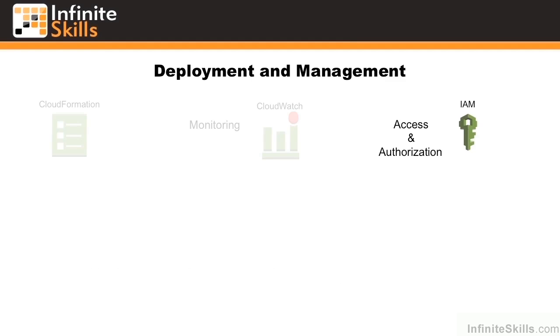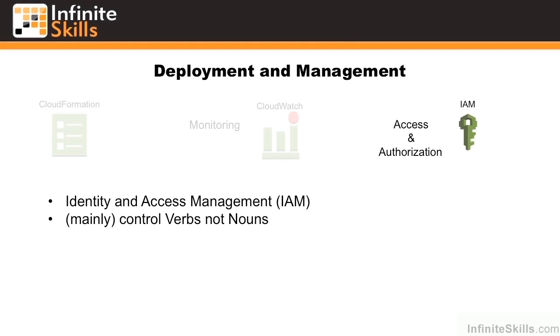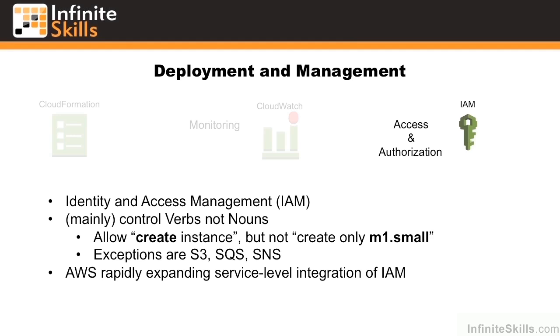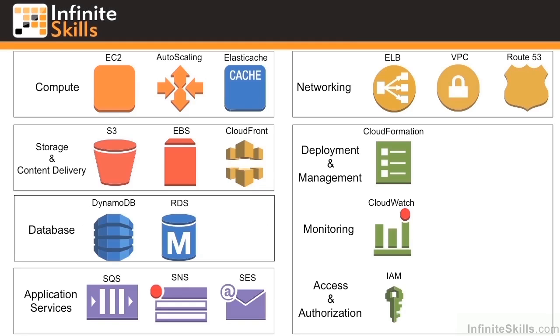Last up in deployment and management, we have access and authorization, which is enabled via IAM, or Identity and Access Management. This mainly allows you to control verbs and not nouns inside of AWS. To see what we mean by verbs and nouns, let's consider the sentences "create instance" and "create only M1 small." Create is the verb and M1 small is the noun. The exceptions to this rule are S3, SQS, and SNS. AWS is rapidly expanding the service-level integration of IAM, and it's one area you're going to want to watch.